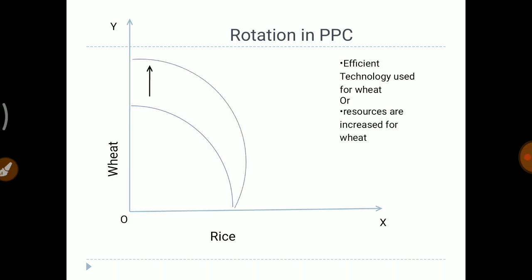Similarly, if the technology and resources have been increased for only wheat, then there would be a rightward shift, or we can say the upward shift in case of wheat, as the resources have been increased for that particular good only, or the technology has been increased for that particular good only.